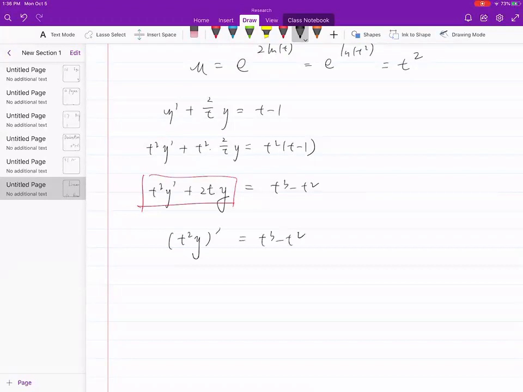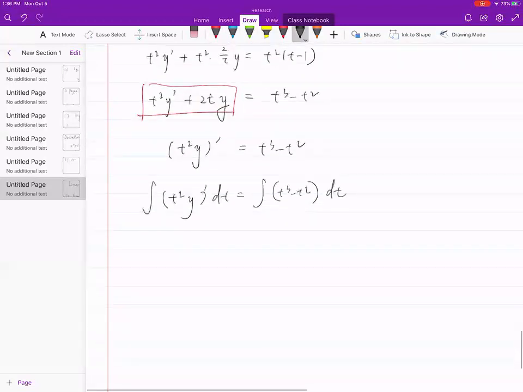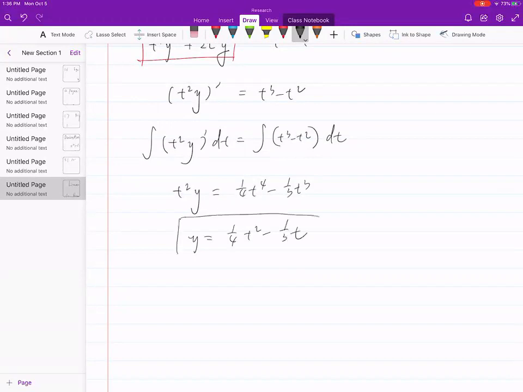Where if you take the derivative, first you do y prime, keep t squared. Second, you keep y and do the t squared, which gives you 2t. So they matched. And now if you take the integral, this gives you t squared y equals 1/4 t fourth minus 1/3 t cubed. Your y is going to be 1/4 t squared minus 1/3 t plus a c.